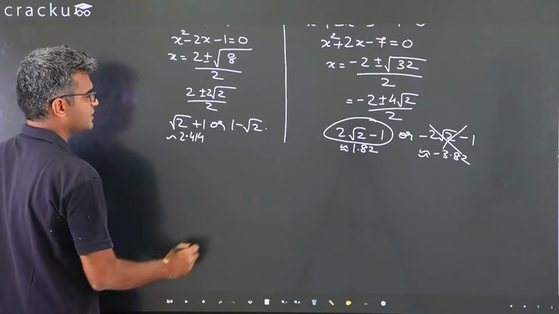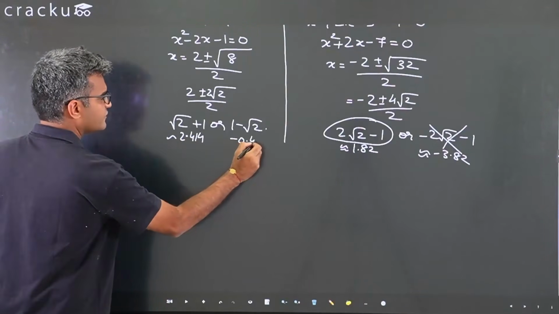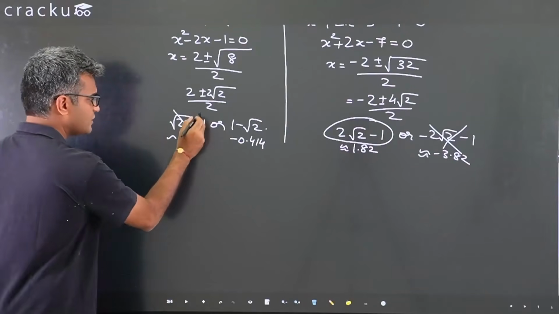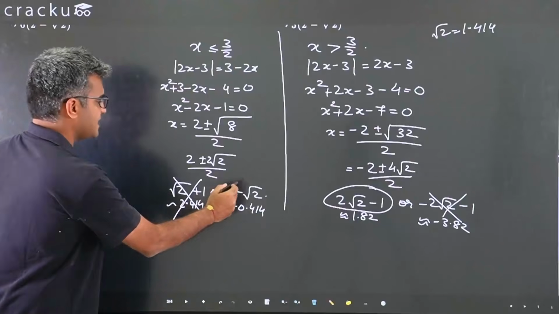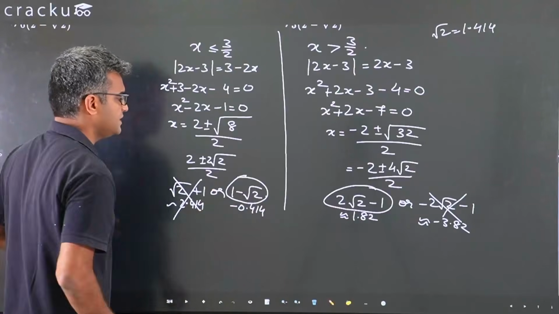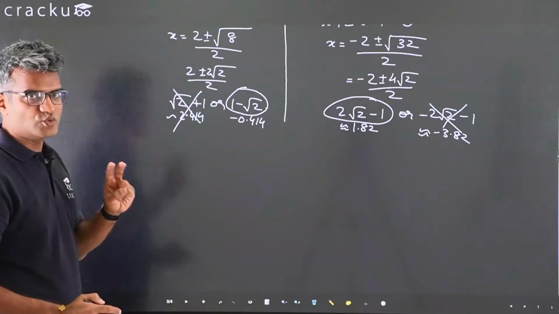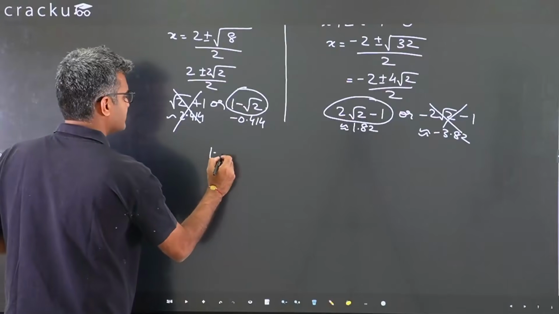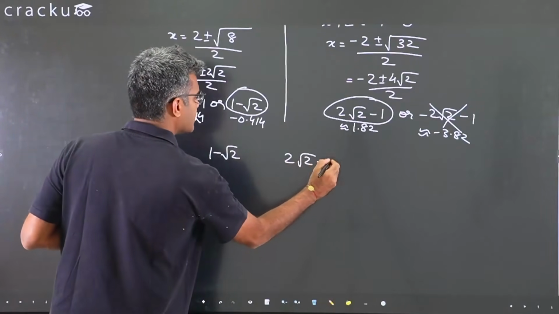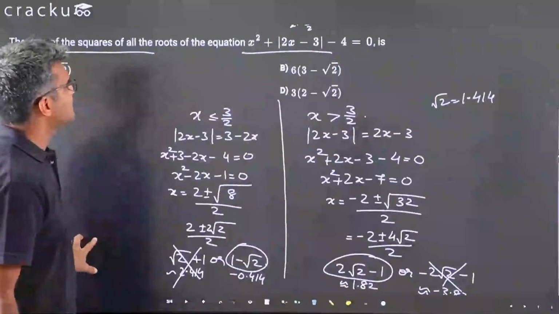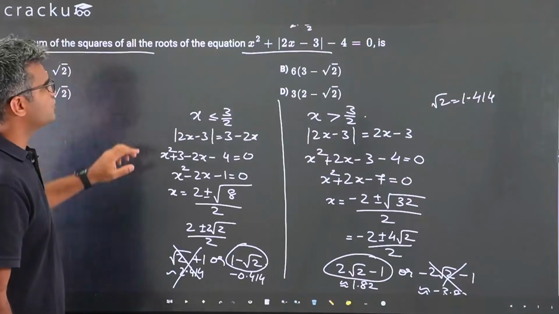This is root 2 plus 1, or about 0.414. Here we are only looking for values of x which are less than 3 by 2. So it has to be 1 minus root 2. So this equation has two solutions. One is 1 minus root 2, the other one is 2 root 2 minus 1. And we are asked to calculate the sum of the squares of both the roots.